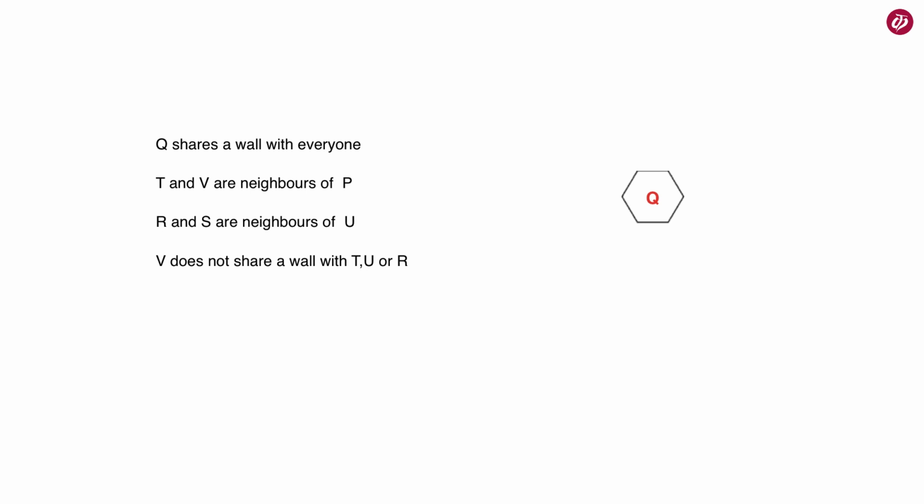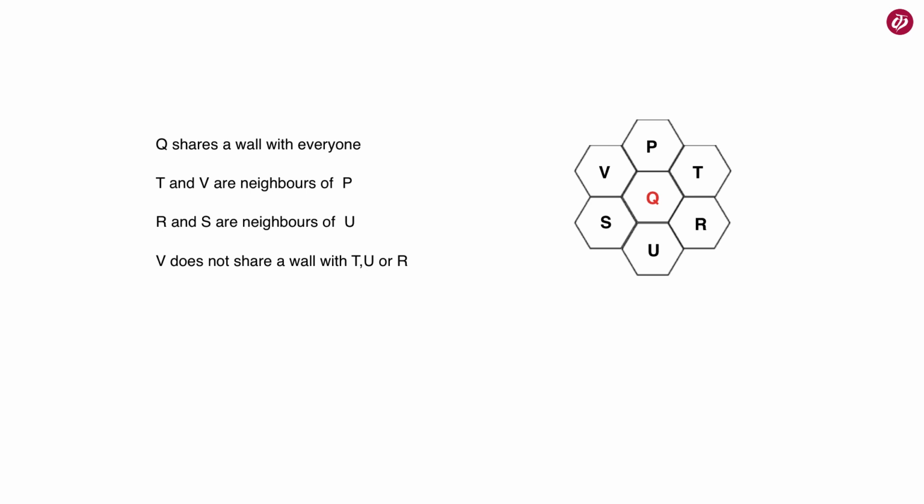Now the second statement, T and V are neighbors of P. So we will again draw these cells according to this statement around Q only. Then moving on to the third statement, R and S are neighbors of U. We will again draw these cells around the queen cell. Now if you look at the fourth statement, it suggests V does not share a wall with T, U or R. So here V is sharing a wall with R. Hence we need to switch between R and S. After switching, all the four statements are true in the given figure.